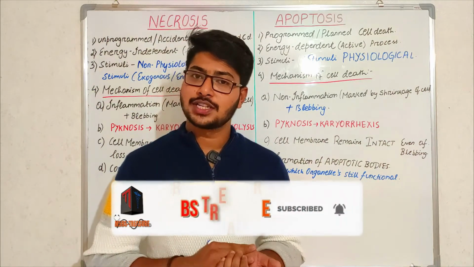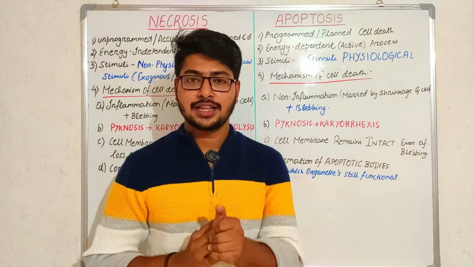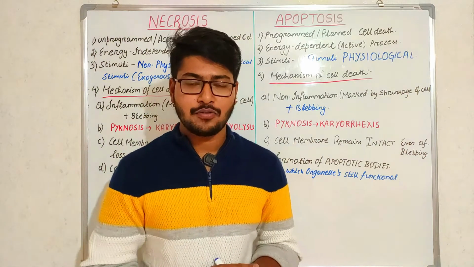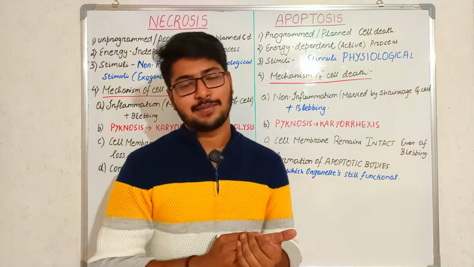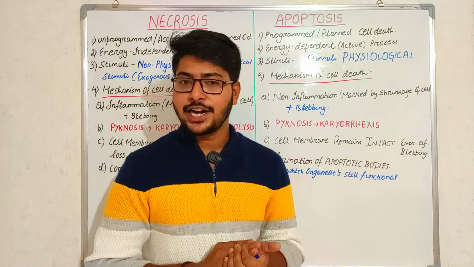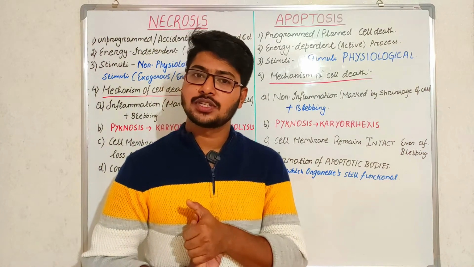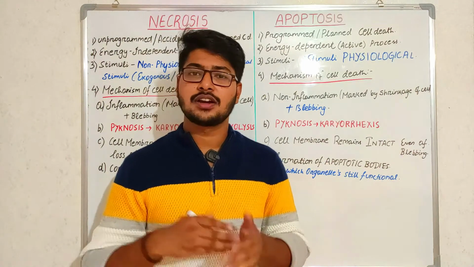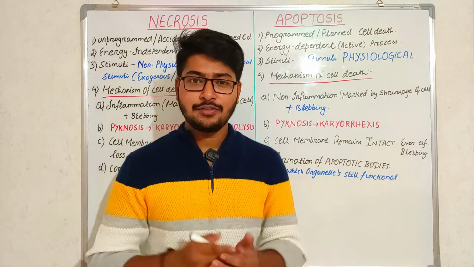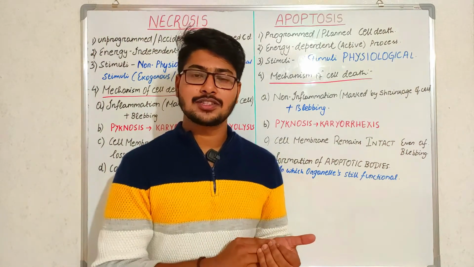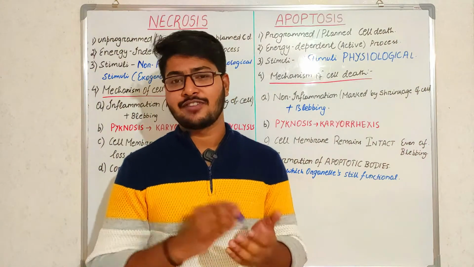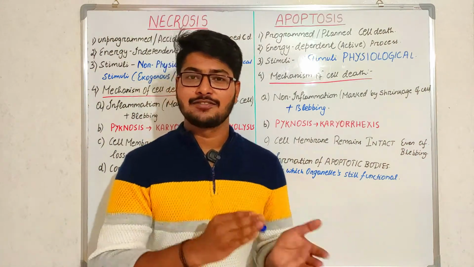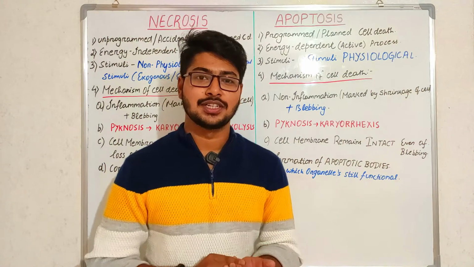Today we are going to discuss the types of cell death, the next topic of pathomorphology after the types of cell injury. I have already discussed the types of cell injury, that is reversible and irreversible cell injury, how it occurs and why it occurs. So if you haven't watched those videos, you can go to my pathomorphology playlist and get clear about reversible and irreversible cell injury.